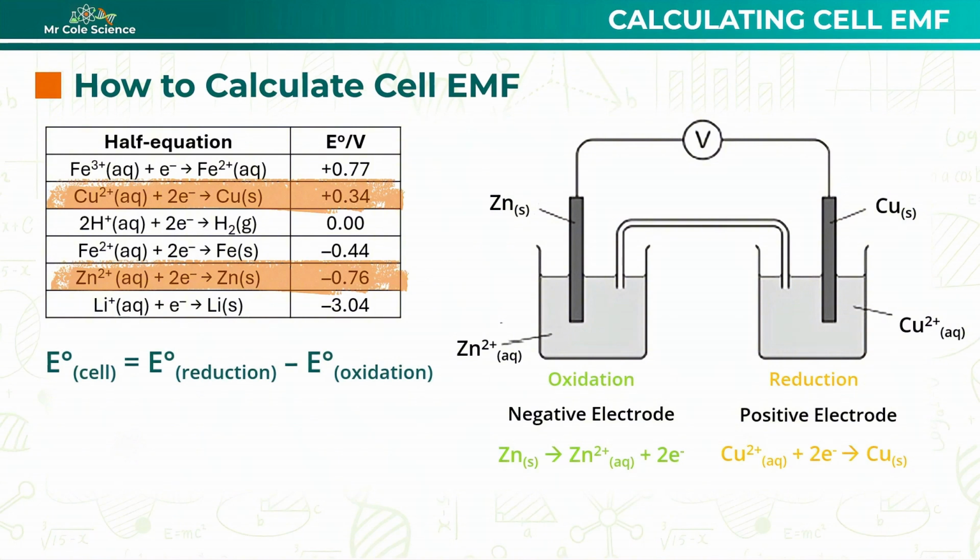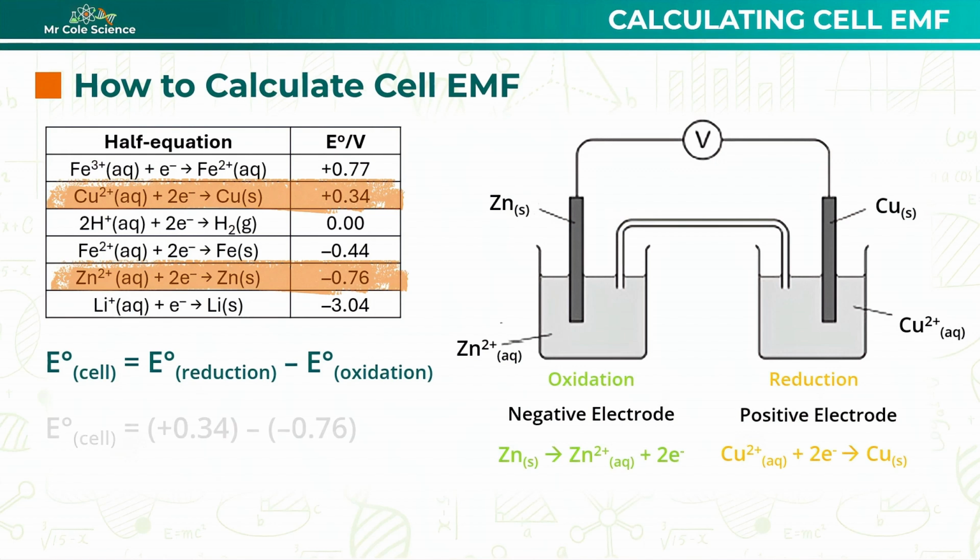So the equation that we use is this. The cell potential, or EMF, is equal to the electrode potential of the reduction half cell minus the electrode potential of the oxidation half cell. Let's have a look at this in action with our zinc and copper cell we've been using. From the electrochemical series, zinc has the more negative electrode potential, so that's the one that's going to be oxidized. Copper, with its more positive electrode potential, is the one that's going to be reduced.